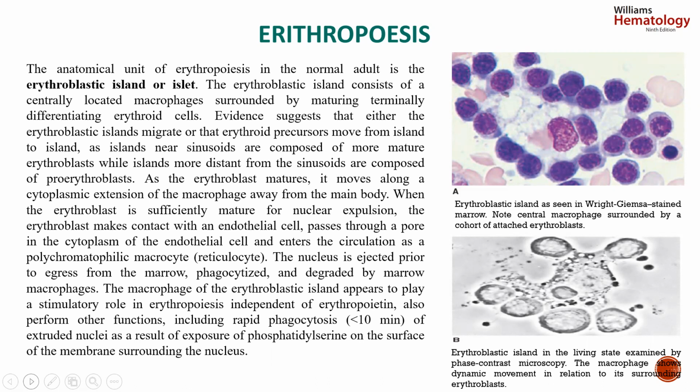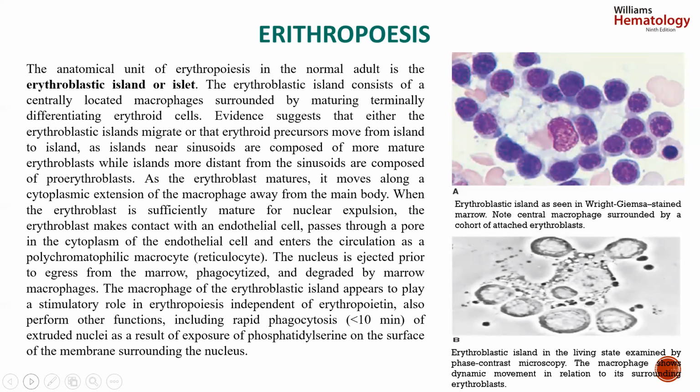As the erythroblast matures, it moves along a cytoplasmic extension of the macrophage away from the main body. When the erythroblast is sufficiently mature for nuclear expulsion, it makes contact with an endothelial cell, passes through a pore in the cytoplasm of the endothelial cell, and enters the circulation as a polychromatophilic macrocyte or reticulocyte. The nucleus is ejected prior to egress from the marrow, phagocytosed, and degraded by marrow macrophages.